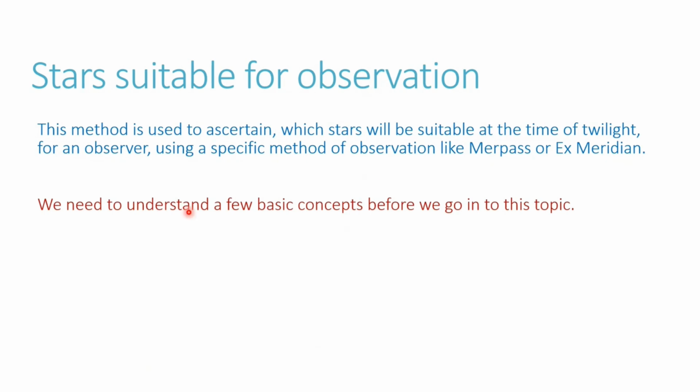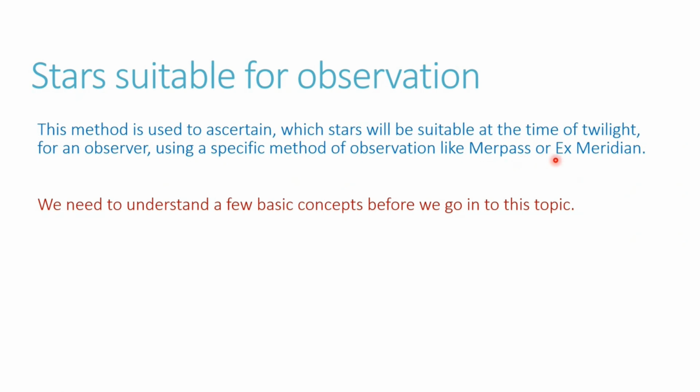Now, before we go into this topic, we need to understand a few basic concepts to familiarize us with the method and procedure which we use to determine which stars are suitable for meridian passage or ex-meridian. Now we understand that only those stars will be suitable for a Marpas observation which cross the observer's meridian during the twilight time. Meridian passage sight is taken at the time of the celestial body crossing the observer's meridian.